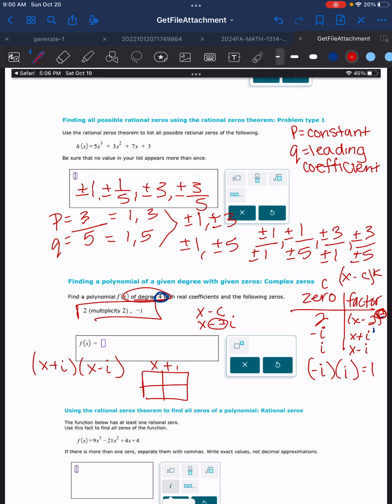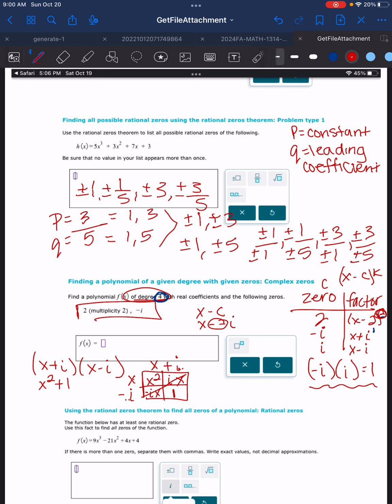x plus i, x minus i. x times x is x squared. i times x is ix. Negative i times x is negative ix. Negative i times i is 1. ix minus ix cancels out. I'm left with x squared plus 1.